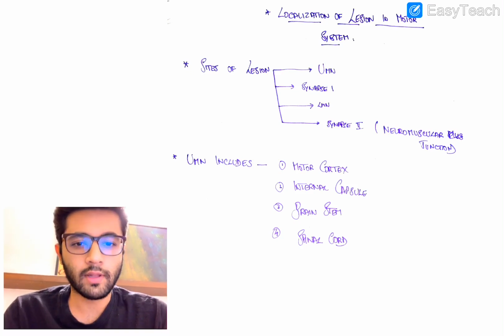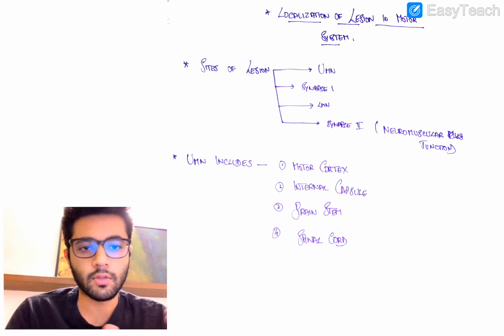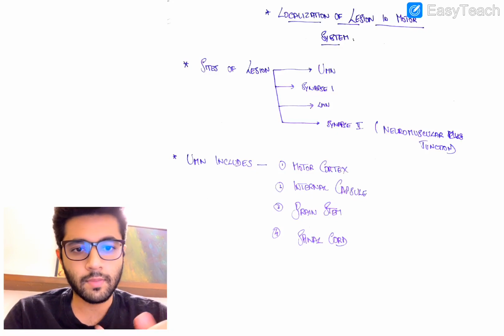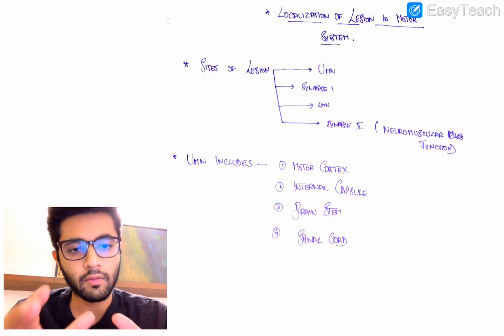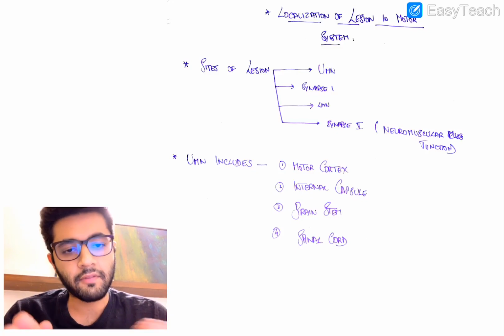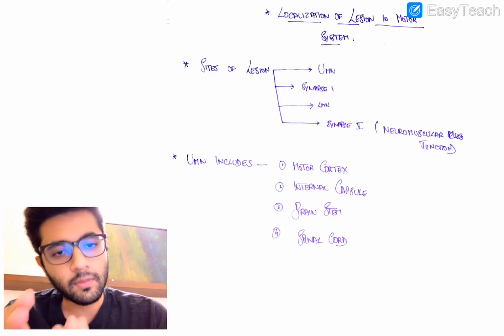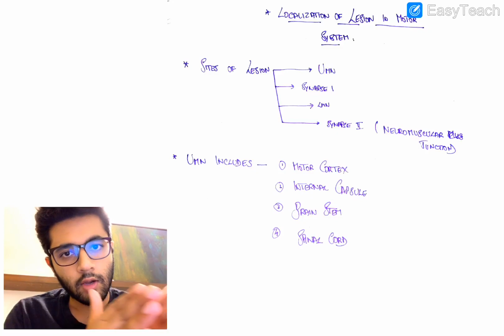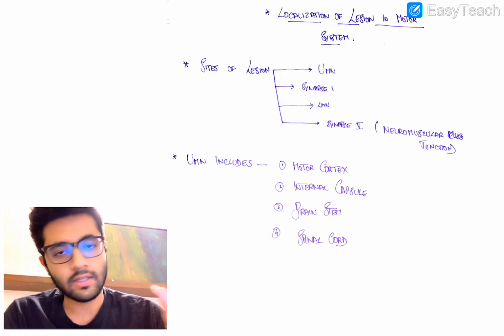Yeah, so let's talk about localizing of lesions in the motor system. This is based on the principle that every part of the brain and the nervous system has a particular function, and if that function is lost, then we can attribute that loss of function to that part of the brain, and that's called localization of the lesion.